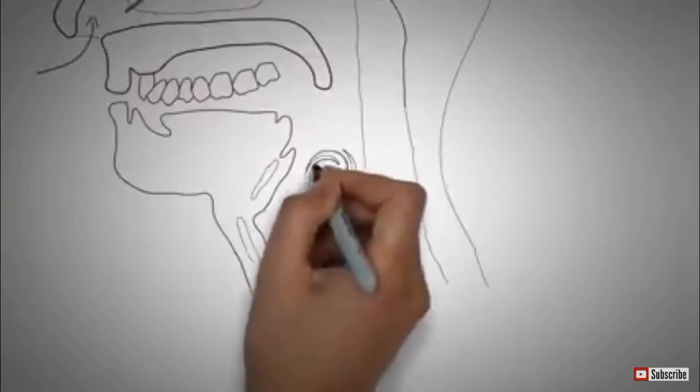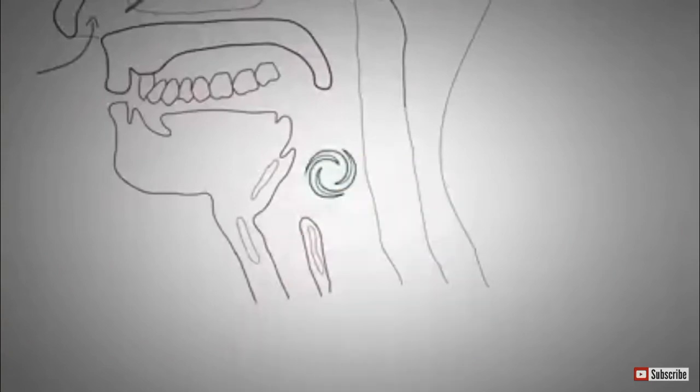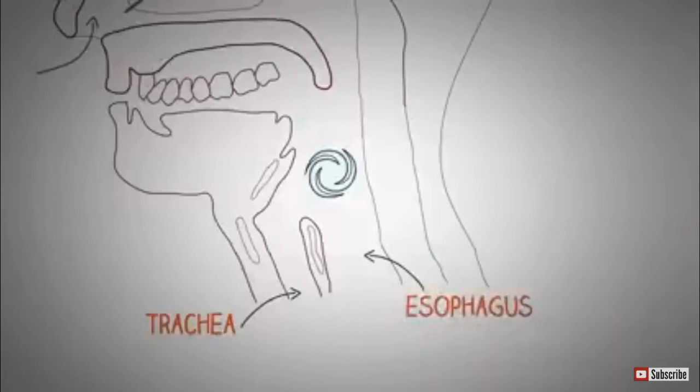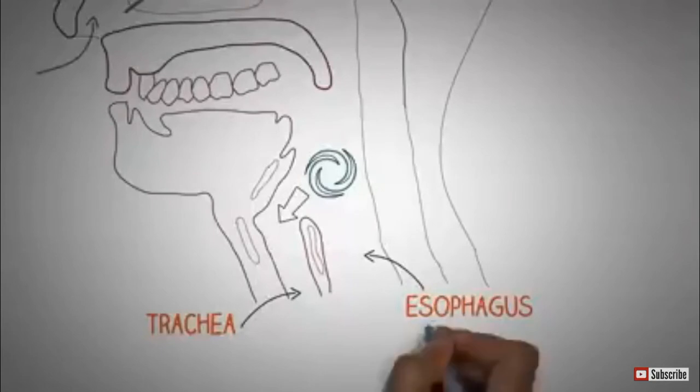When the air reaches the pharynx, it has two important structures where it can go forward. The first is the trachea, which lies in the front, and second is the esophagus, which lies at the back. Normally the air enters into the trachea because esophagus at normal conditions is a collapsed structure.